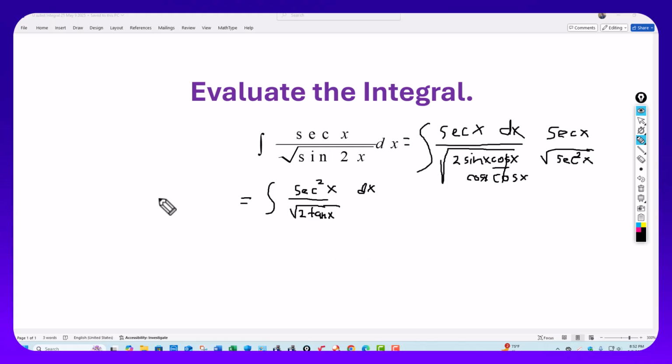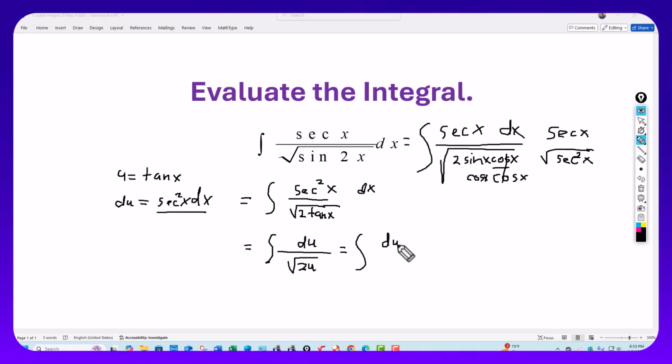From here on, I'm going to use the substitution u equals tangent of x. So du would be the derivative of tangent, which is secant squared of x dx. So now let's transform the integral. Secant squared of x dx right here, secant squared of x dx, that's going to be your du. And that's over the square root of tangent, that's your u. So this is going to be the square root of 2u. Then I'm going to break this up this way. This will be the integral of du.